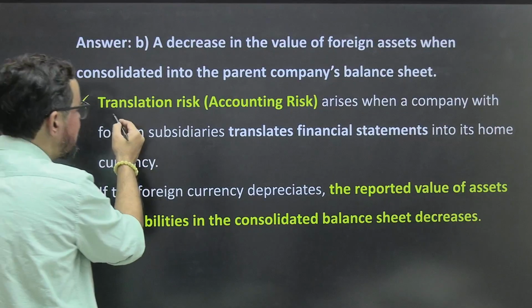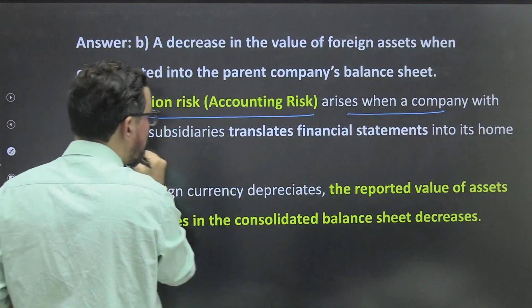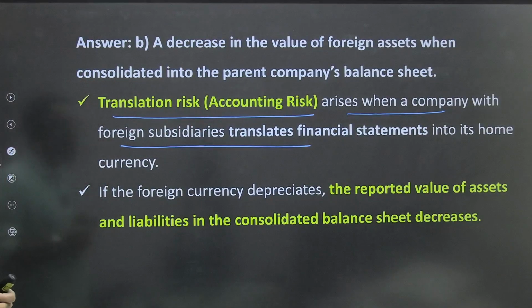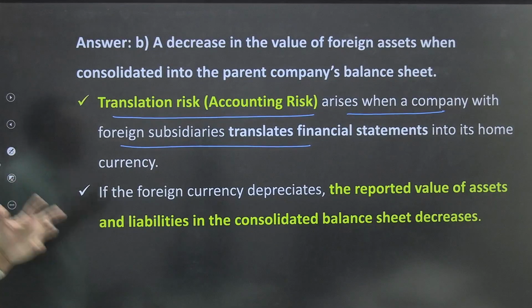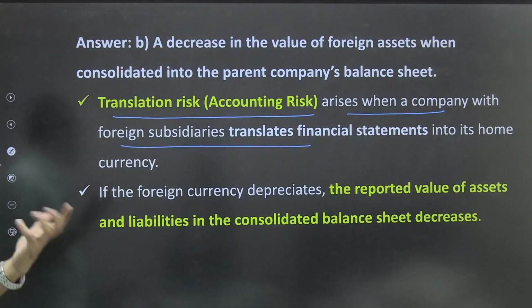Okay? So translation risk or accounting risk arises when a company with foreign subsidiaries translates financial statements into the home currency. Okay? If the foreign currency depreciates, the reported value of assets and liabilities in the consolidated balance sheet will also decrease.